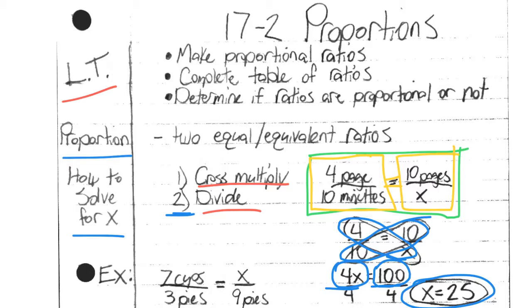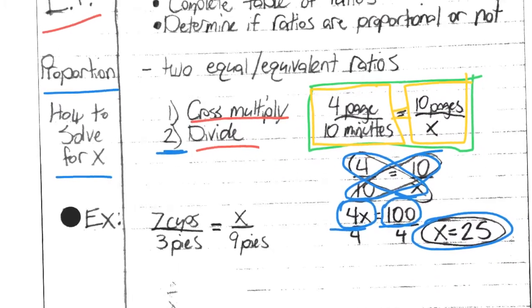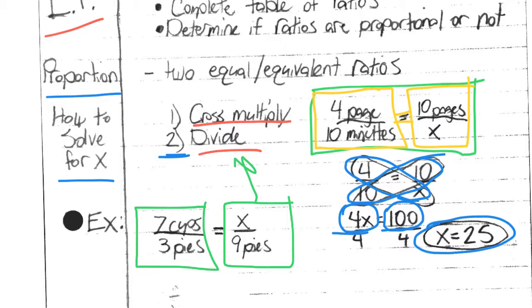Now, here's another example for us to practice. Let's say there were 7 cups of sugar when you make 3 pies. So the first ratio, 7 cups to 3 pies, is right here. Now, we want to complete the proportion, and we want to know, okay, instead of 3 pies now, how many cups are going to be in 9 pies? So we have to solve for that missing piece. So we're going to look back up here at our steps, cross multiply and divide.